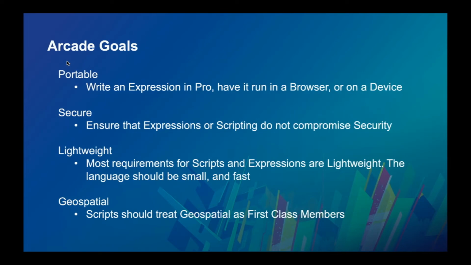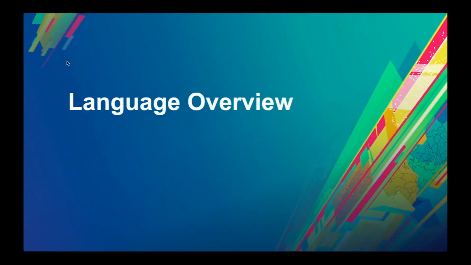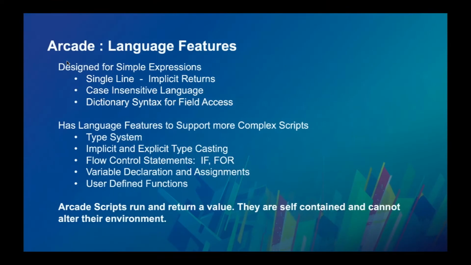So the goals of Arcade are, we want it to be portable, so write it in Pro, have it run everywhere else, or likewise across the platform. We want it to be secure. So Arcade is self-contained. We don't want the expression to alter its environment. We just want it to run in its own environment without compromising security. And then, of course, lightweight. And the fourth thing is we want it to be geospatial. We're a geospatial company, and we want geospatial to be a first-class citizen in the language. So let's go ahead and dive into some of the language features that Arcade has to offer.